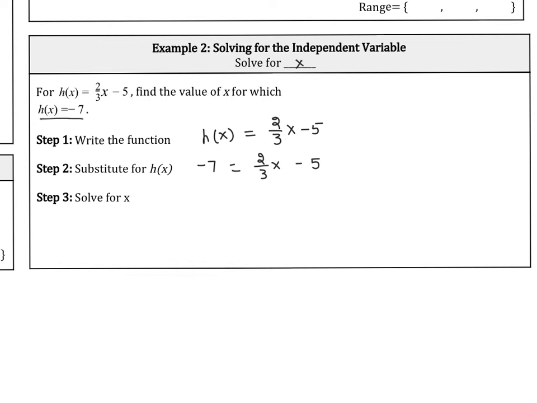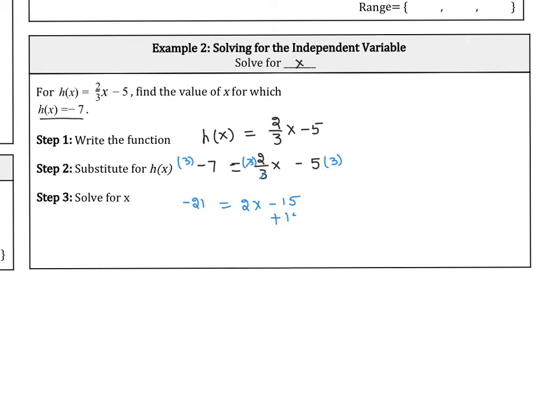To solve for x, we need to get rid of the 3 from the bottom. So what we can do is multiply each term by 3. What you get here is negative 21 equals, 3 and 3 cancel, you get 2x minus 15.